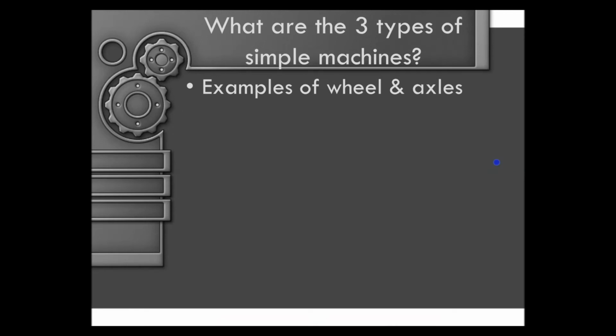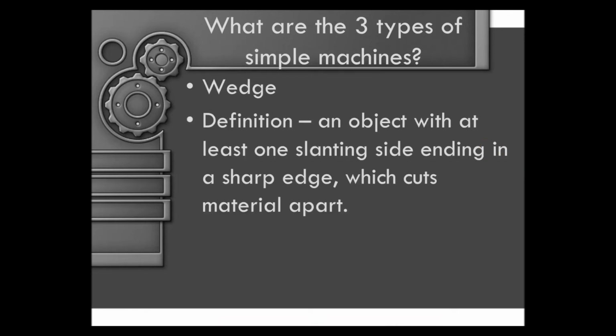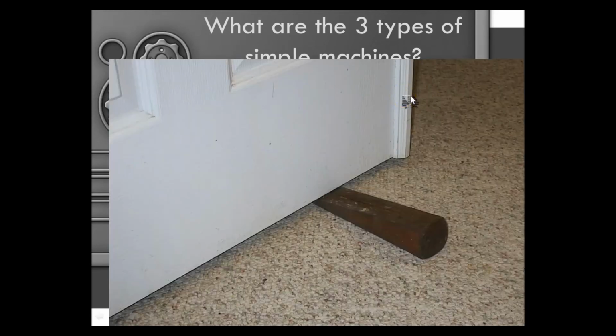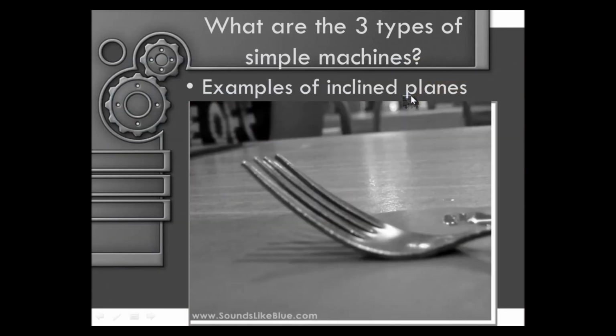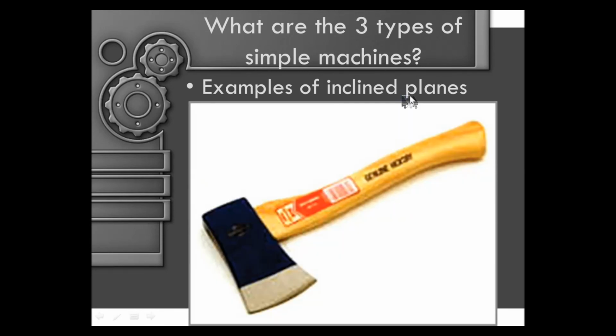Or a bicycle again. A wedge is going to be an object that has at least one slanting side and it has a sharp edge. A doorstop would be an example of a wedge. Also a knife or a fork. There's four little wedges on the end of that fork. Or an axe.